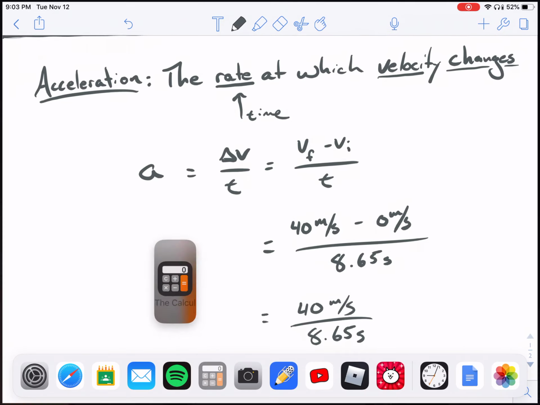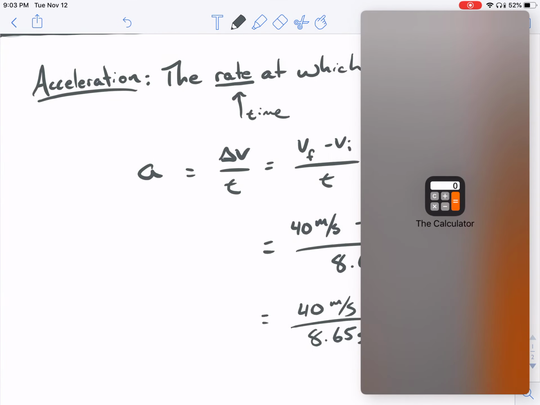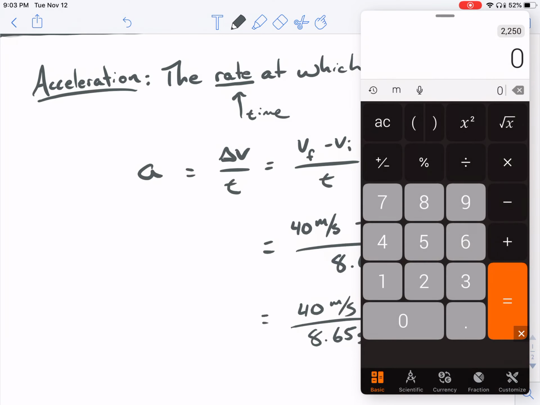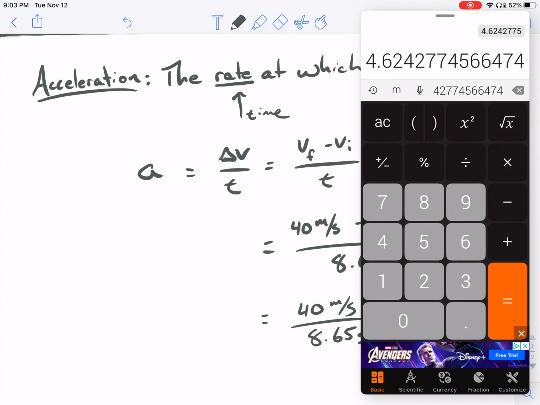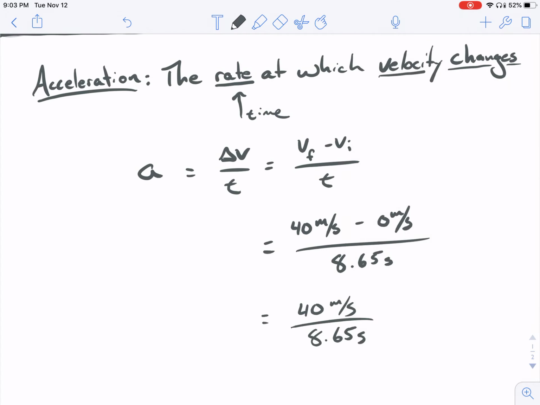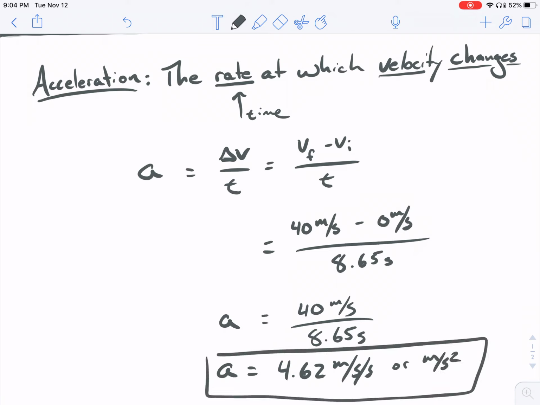And let's bring up a calculator to do that. All right, so the answer would be 4.62. So in this case, the acceleration is 4.62 meters per second, and sometimes we write that as meters per second squared. All right, it's just that simple. So it's the change in velocity divided by the amount of time it takes for that change to take place.